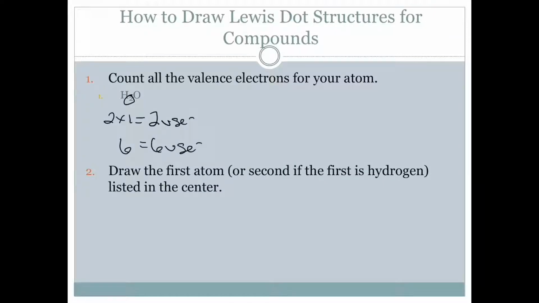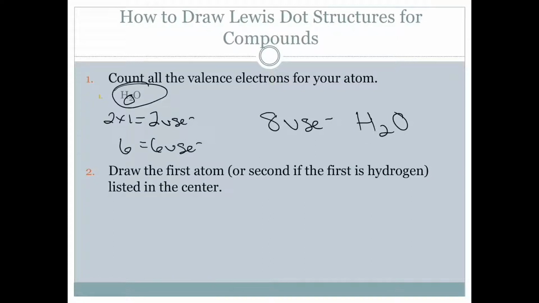so there's 6 valence electrons from oxygen. But now I need to add all of these together because I want to know how many valence electrons for this whole entire compound I have to work with. Well, 6 plus 2, I have 8 valence electrons for water.